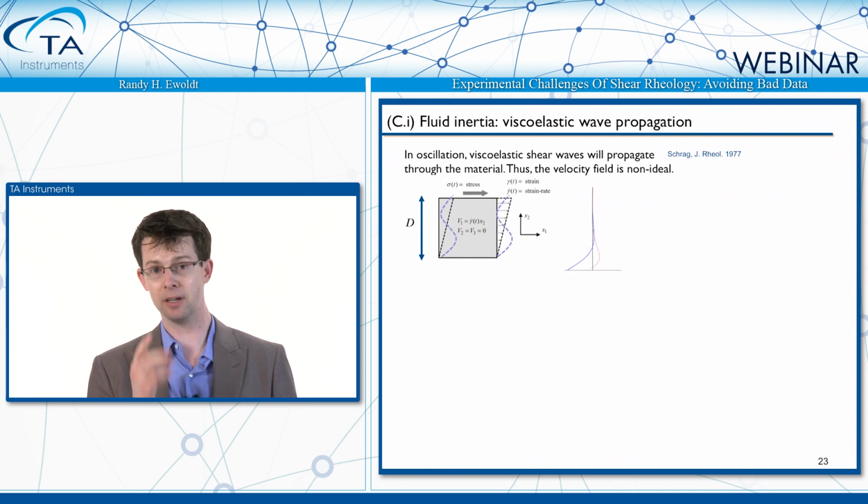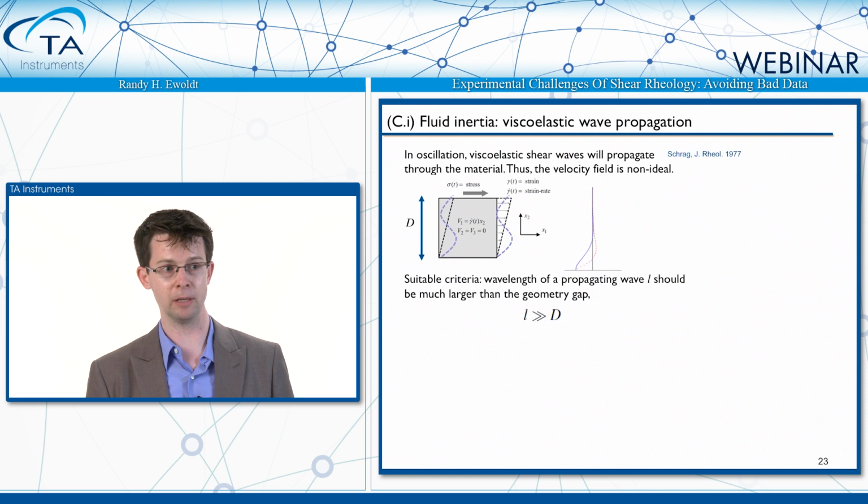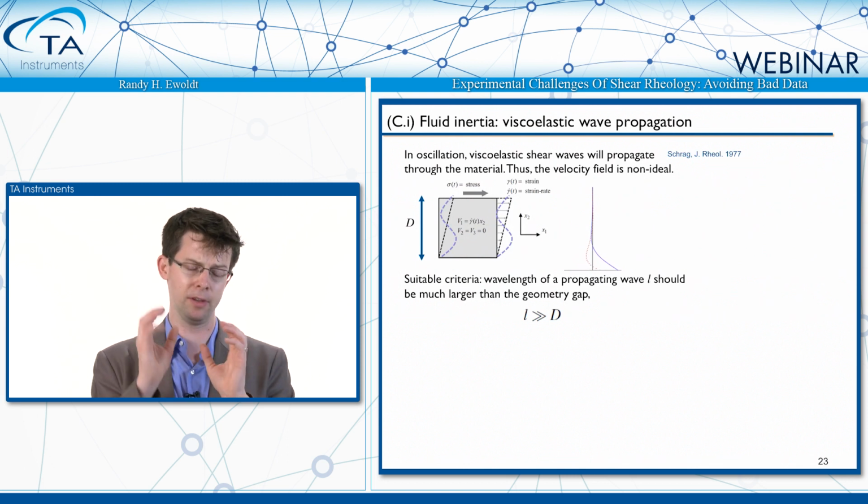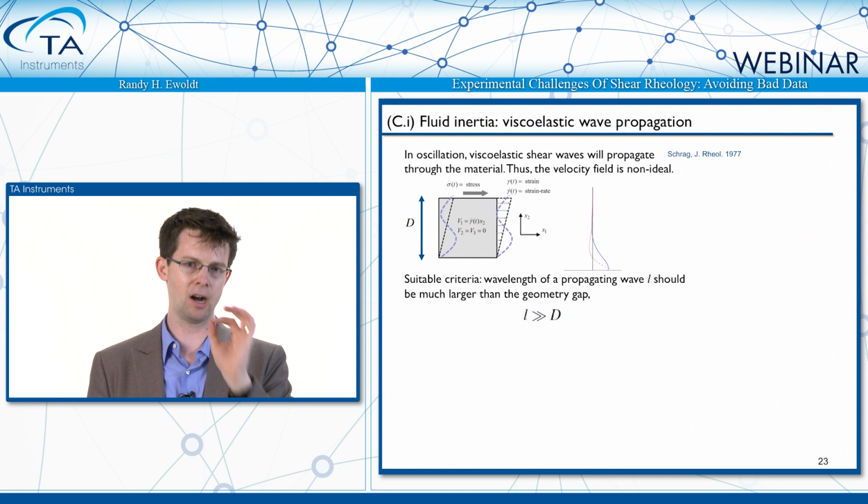So when is this happening in your experiment? There's a way to draw limit lines for this as well. The best criteria we take from a beautiful paper by Schrag from the 70s in the Journal of Rheology. But the concept is simple. The math is very complex, but the concept is simple.